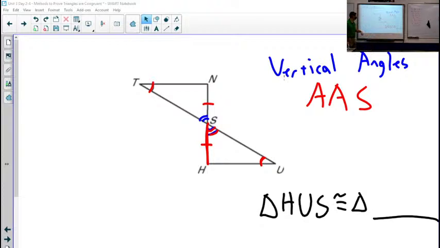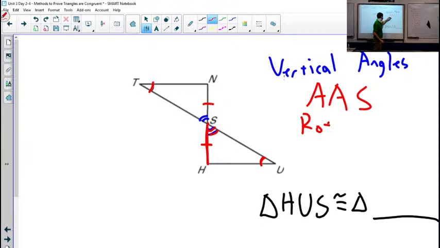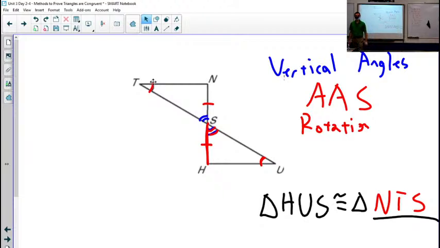Reflection? And this time, T, if I turn it, winds up down at U. This is a rotation. And just to finish off very quickly, where did H on the bottom wind up on the top triangle? U wound up at T, and then S goes with S. So there we are.